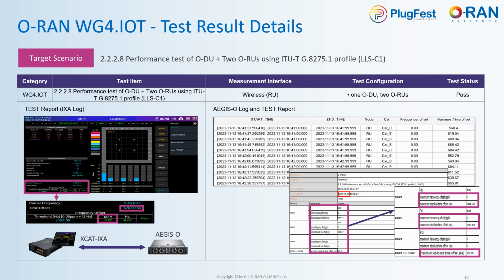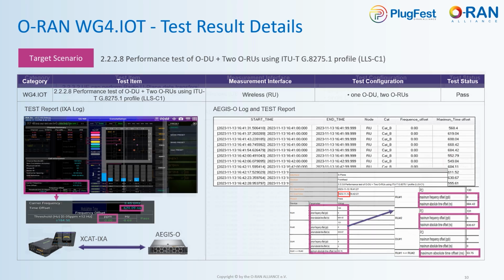The standard value of category B is that time offset is within plus minus 2060 nanoseconds, and the frequency offset is plus minus 50 ppb. You can see maximum absolute time offset is about 53 nanoseconds, and the frequency offset is 0. So the test was passed.